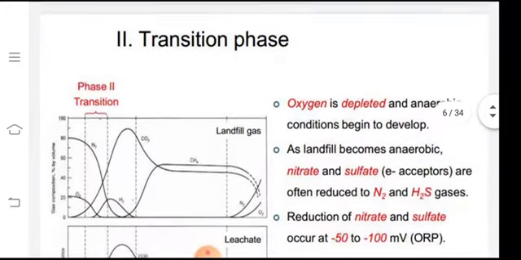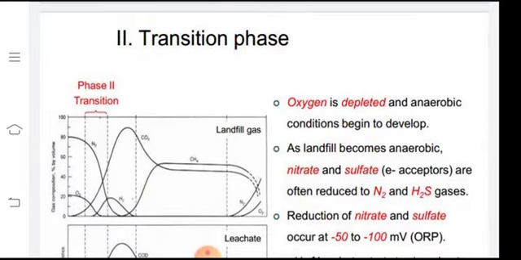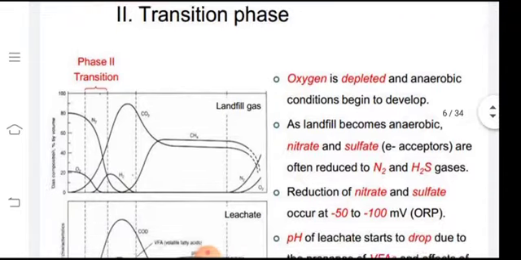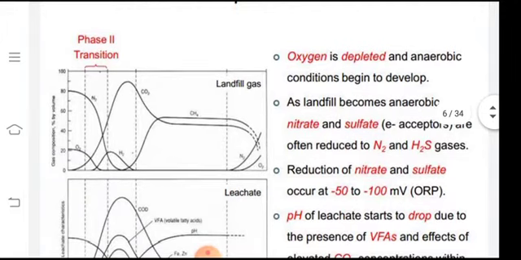The second phase is the transition phase. Oxygen has depleted and now anaerobic conditions have prevailed, and the decomposition will take place in the absence of oxygen. In this case, you will find that the major indication of the anaerobic process is reduction.